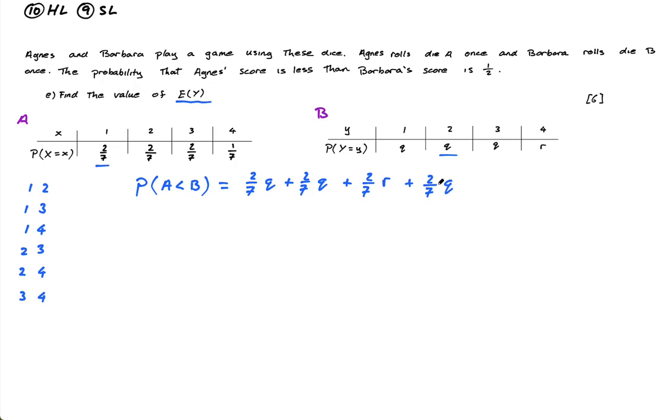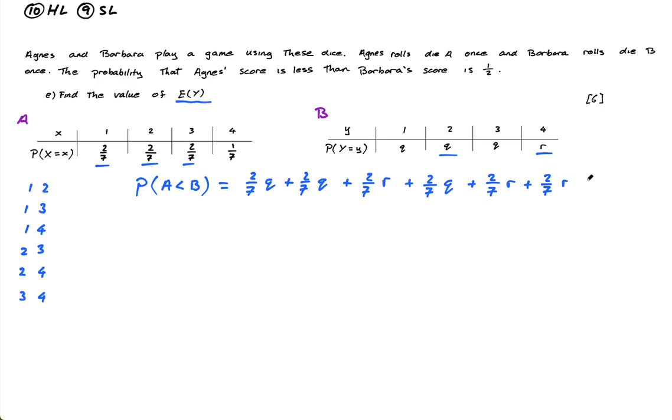Sorry, did I say a 2 and a 3? Yeah, a 2 and a 3, 2/7 times Q. Or a 2 and a 4, that's 2/7 times R. That's my 2 and my 4. And finally, a 3 and a 4, so it's 2/7 R again. So that would be plus 2/7 R.